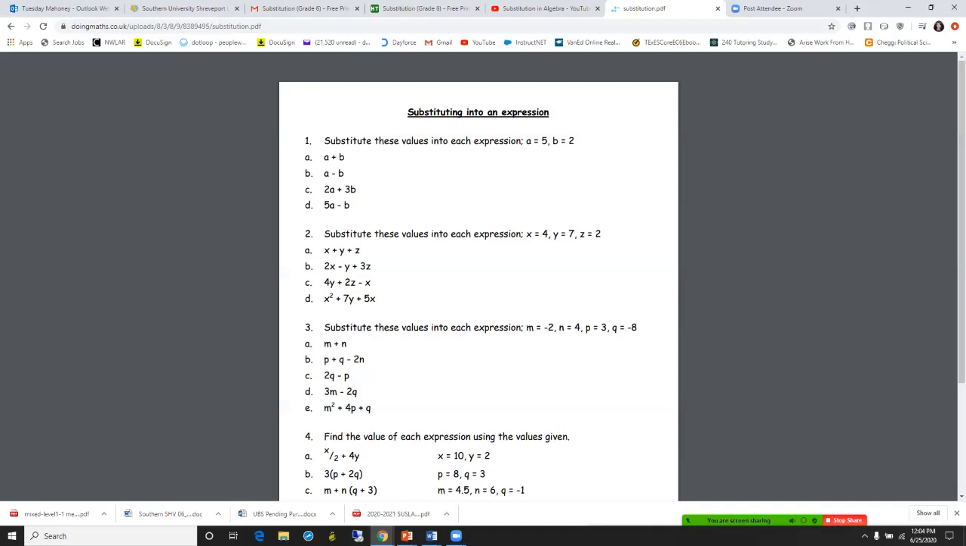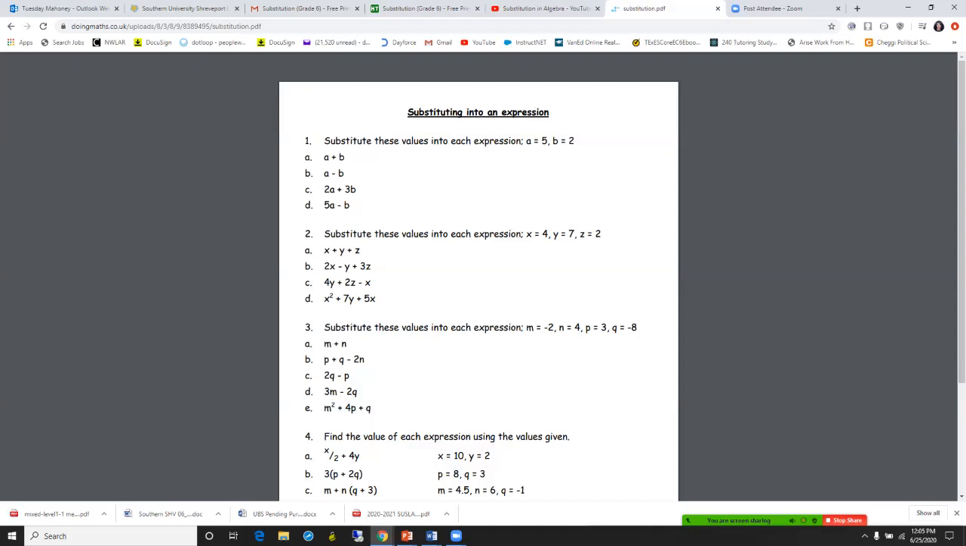On number 1, B, you've got A minus B. Your A is going to be 5, and your B is going to be 2. So that means you're going to subtract 2 from 5.